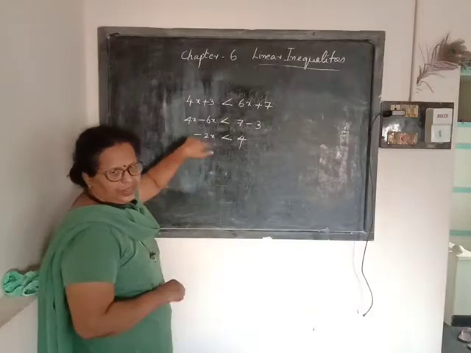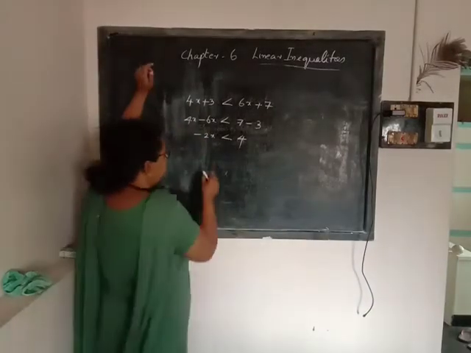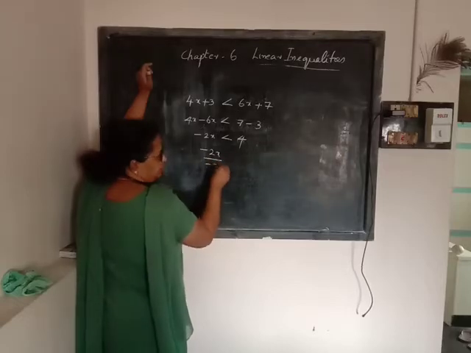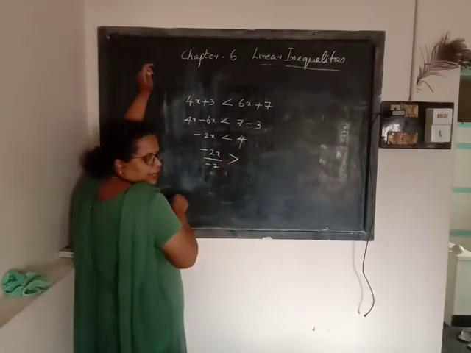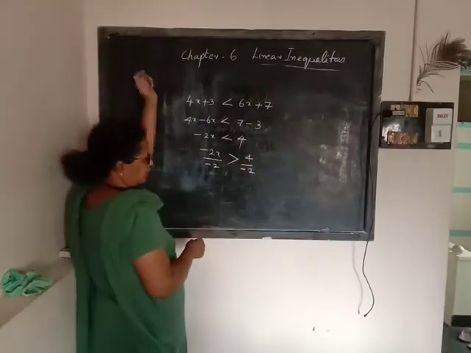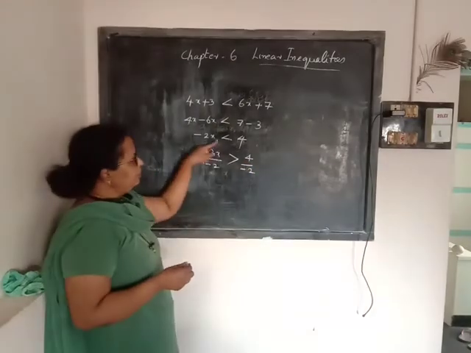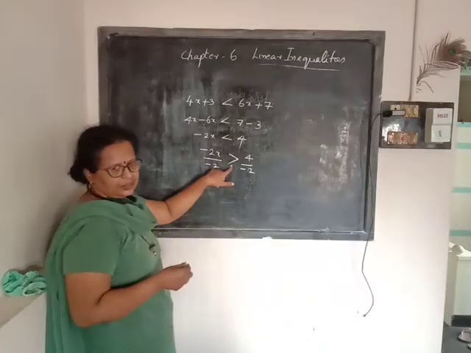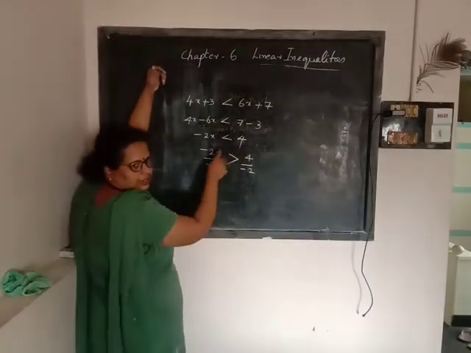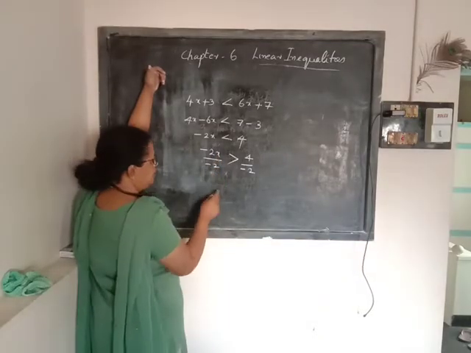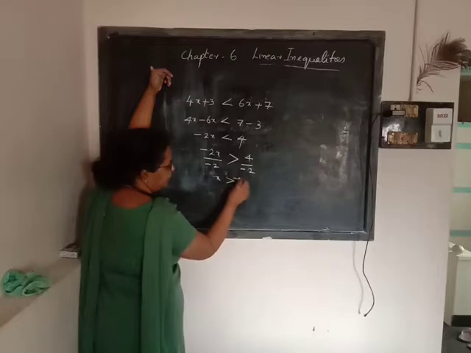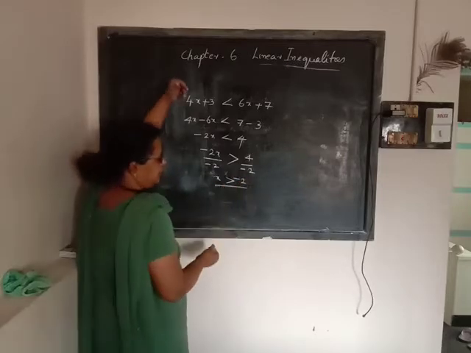So what we will do is: negative 2x by negative 2 greater than 4 by negative 2. Division by negative 2, the inequality is reversed. Don't do the division as with a positive number; do it as a next step. So what will we get? X greater than 4 by negative 2, that is, x greater than negative 2.